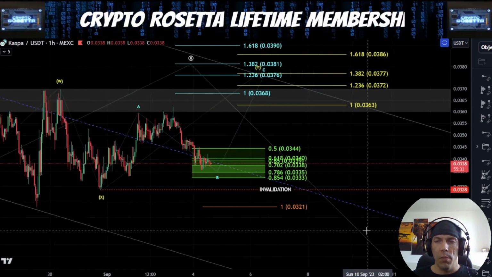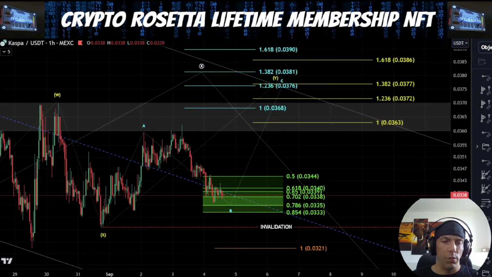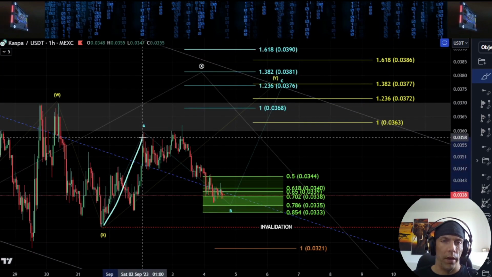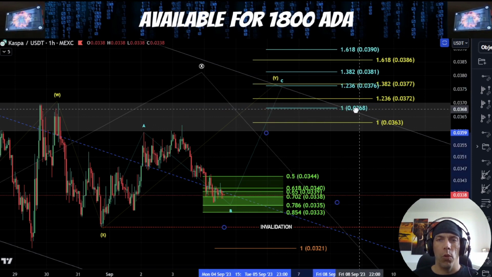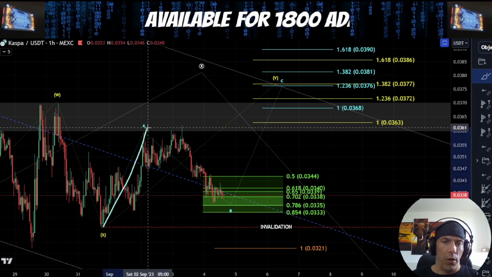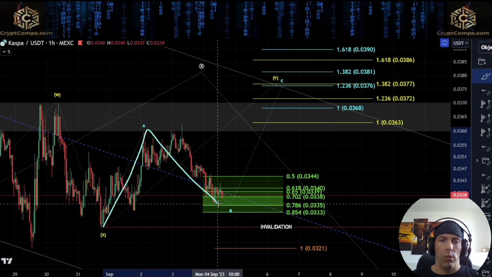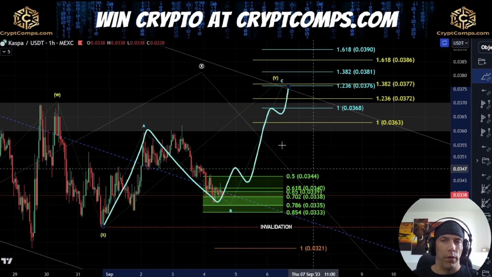Now, if we do actually manage to maintain this 0328 level, what we could then see is that this blue internal count here could be playing out, where we're actually already within this Y wave. And what we'd then be looking for would be these blue fib relationships here, where this would actually be our A wave, this would be our B wave, and then what we'd be looking for is basically a 5 wave structure to start to develop to the upside.